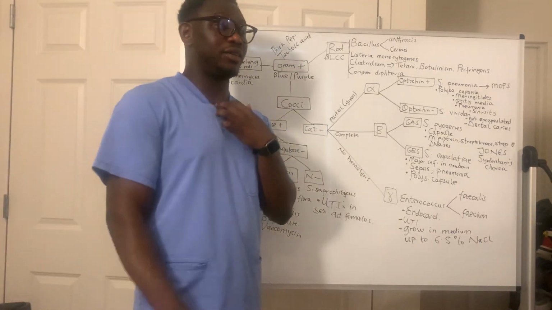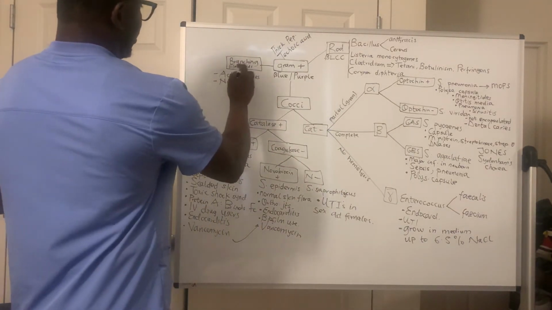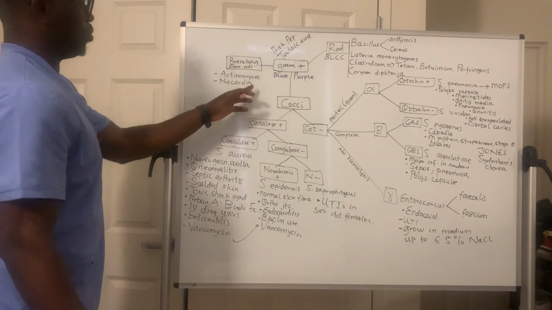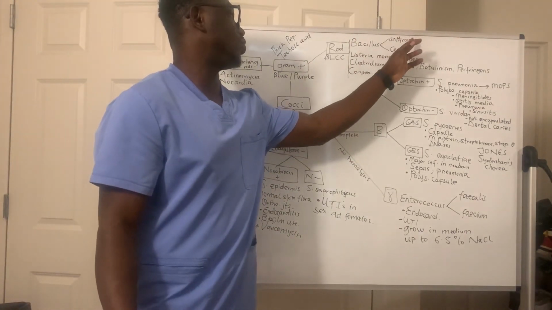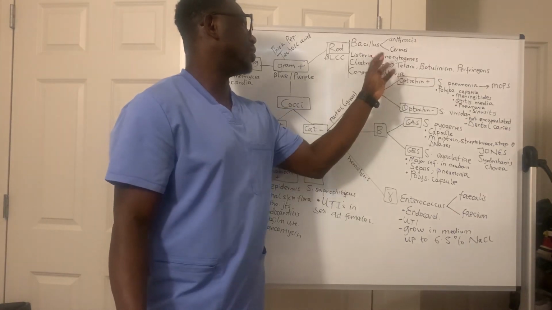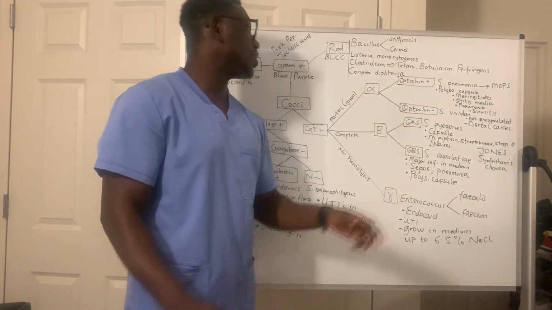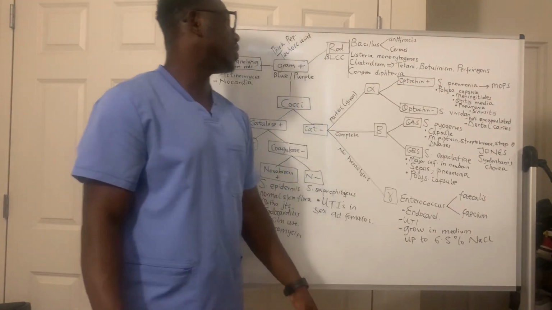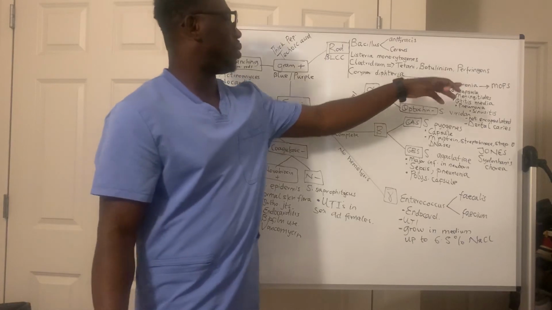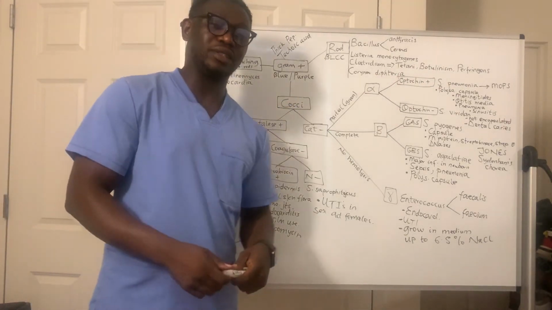In the next video, we're going to be talking about the branching filamentous rods, which are Actinomyces and Nocardia. We're also going to talk about the Bacillus group: anthracis, cereus, and Listeria. We're going to be talking about Clostridium species: tetani, botulinum, perfringens. I think there is one more, and then we have C. diphtheriae. We're going to talk about all that in the next video.